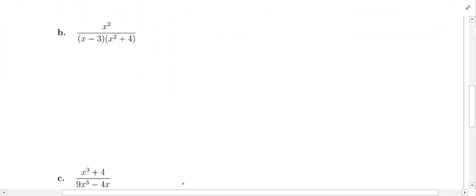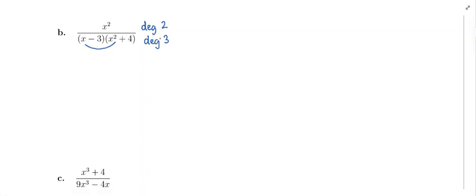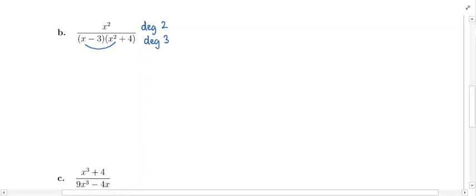In part B, we have x squared over x minus 3 times x squared plus 4. We need to begin by comparing degrees. The top is obviously degree 2. In the bottom, if we were to FOIL this out, this would be degree 3. So we're good here. This is going to be one of the cases. We don't have to use long division here because the degree of the numerator is less than the degree of the denominator. So let's focus on the denominator here.